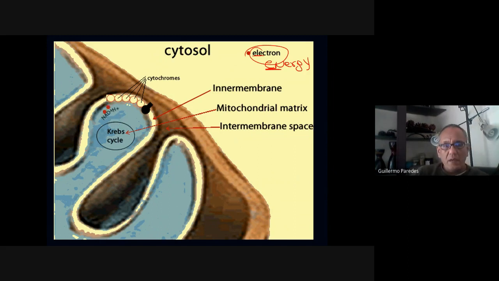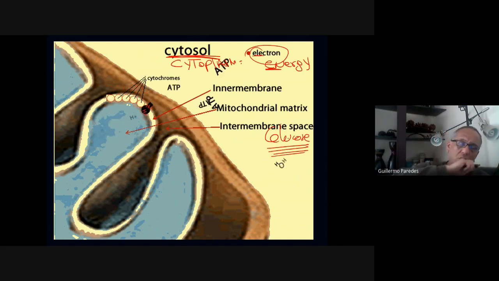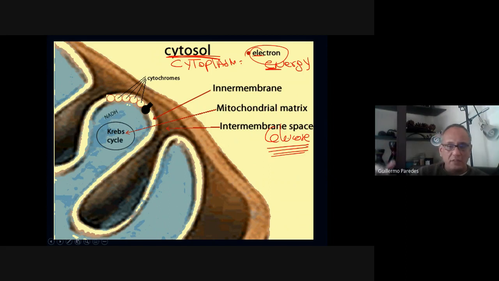So here we have the cytosol. Cytosol is actually the same as cytoplasm. The cytoplasm is where the glucose is going to be. Remember the absorption? Absorption is going to make the glucose get into the cells, through facilitated diffusion.